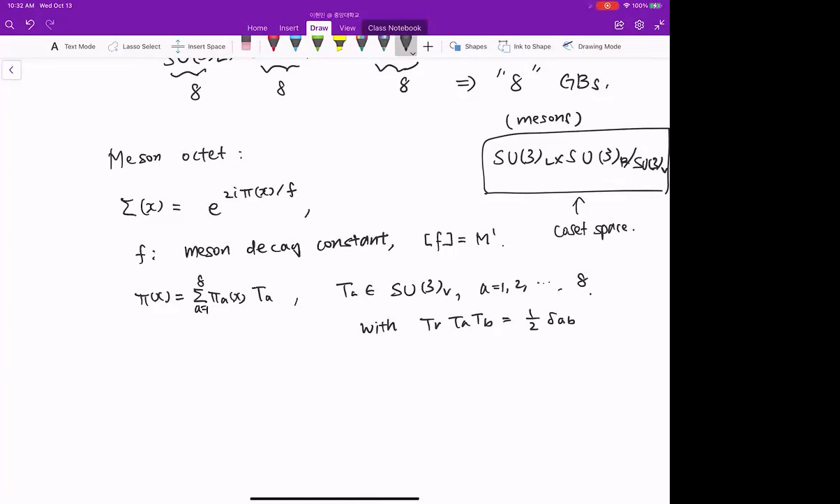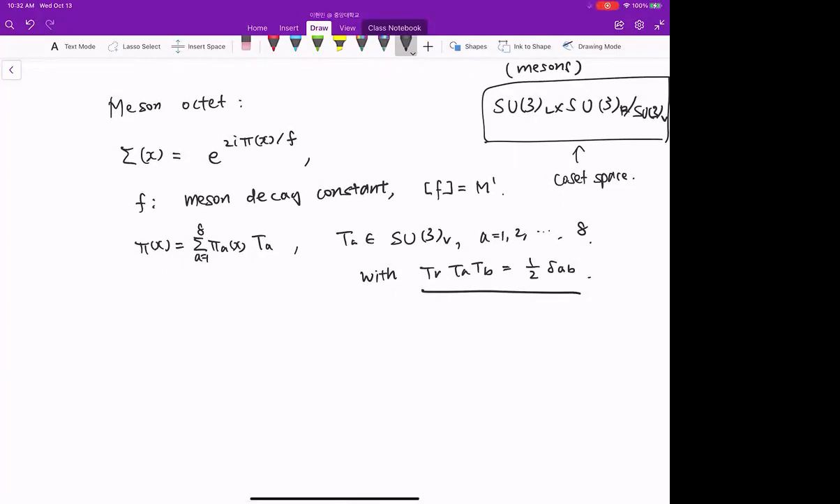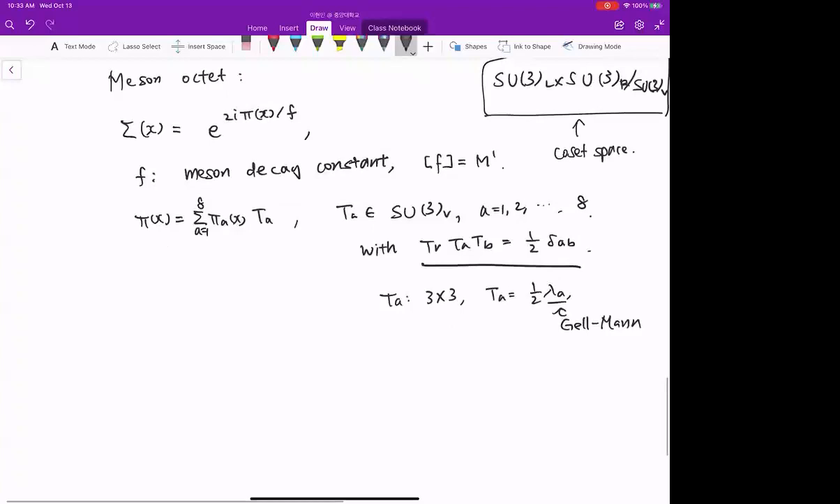This normalization depends on the representation. Here it is in 3x3 matrix form, the fundamental representation, the minimal form. So T^A is 3x3, and T^A equals the Gell-Mann matrices. I will discuss the form of the Gell-Mann matrices later.